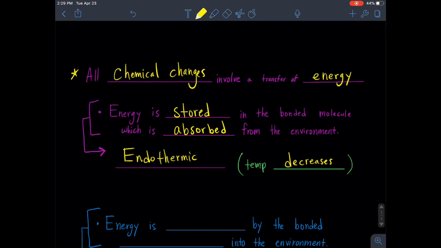And so you can kind of break this word apart and see that it's got endo, which means into, and then thermic, which means heat or thermal energy. Okay, so an endothermic reaction means that heat or thermal energy goes into the molecule, so therefore the temperature decreases and it feels, or it appears, cold.